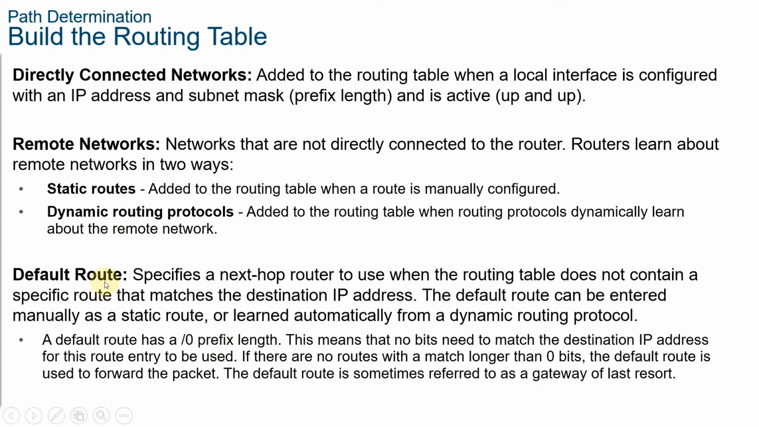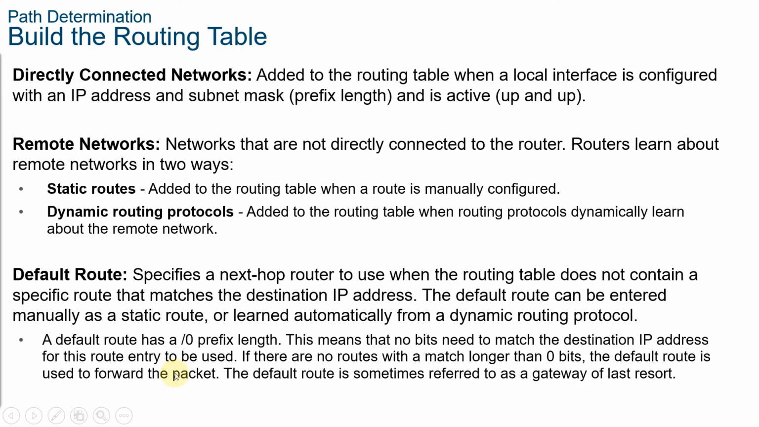The third one would be a default route. A default route specifies a next hop to use when the routing table does not contain a specific route that matches the destination IP address. The default route can be entered manually as a static route, or learned automatically from a dynamic routing protocol. A default route over IPv4 has a route entry of 0.0.0.0/0, or quad 0/0, and a default route over IPv6 has a route entry of ::/0.